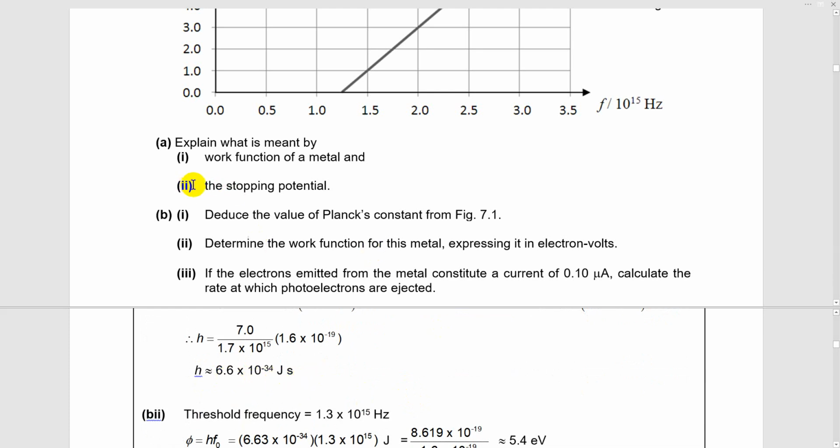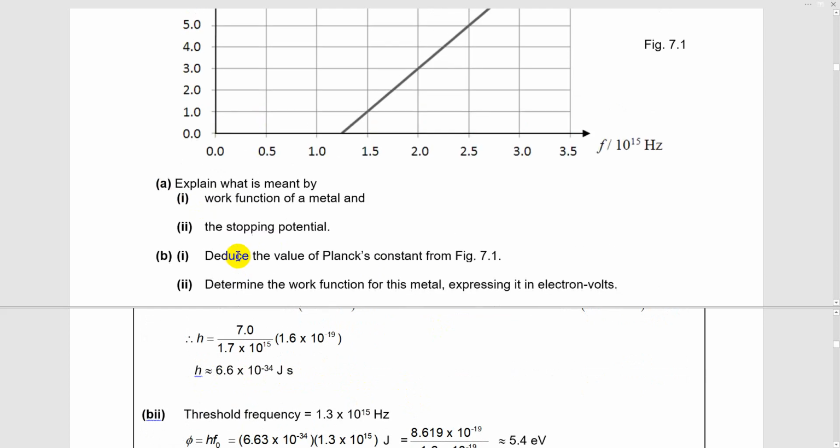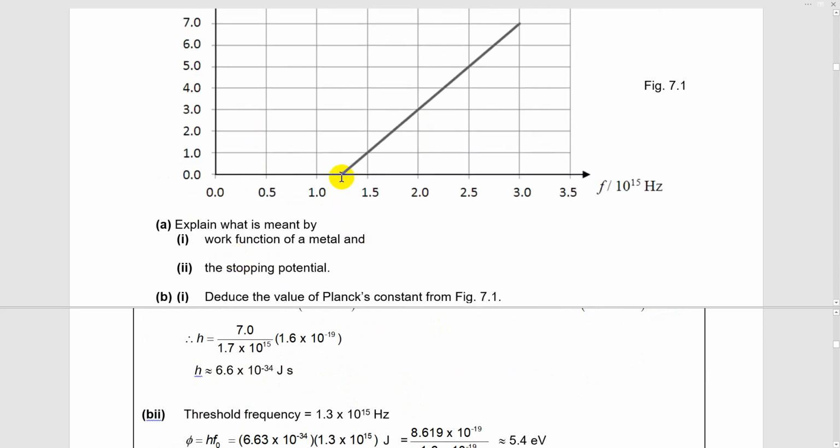Then part 2, determine the work function. One thing from the graph: this value is the lowest frequency where you can produce emitted electrons. That's why you require some stopping potential. So this is the minimum frequency where you can produce electrons. Below that, there's no electrons emitted, so there's no need for any stopping potential.